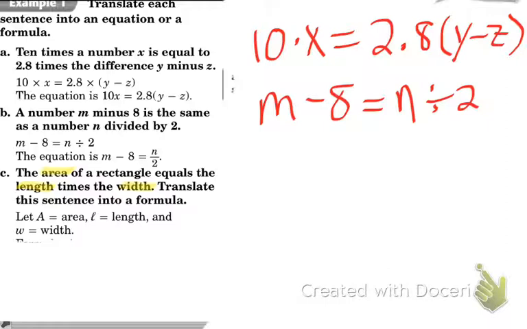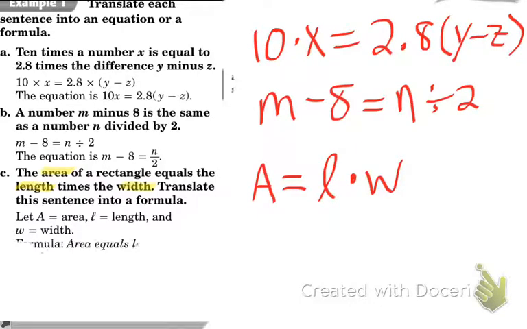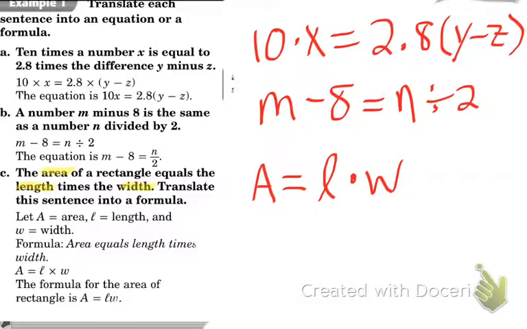Okay, so if we do this, it says the area of it is equal to. We said area is A, so A equals, equal sign, length times the width. So we're going to have our length multiplied by our width. In this situation, we defined what each unknown was as a variable, and then we put them all together using the mathematical operation. And then we got the same answer: area equals length times width.